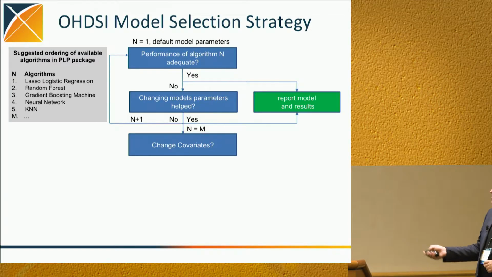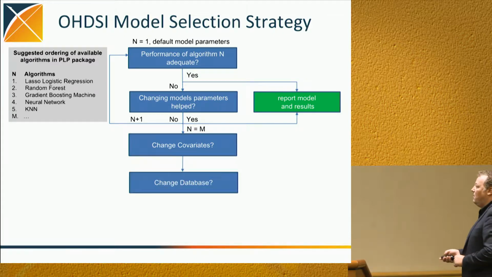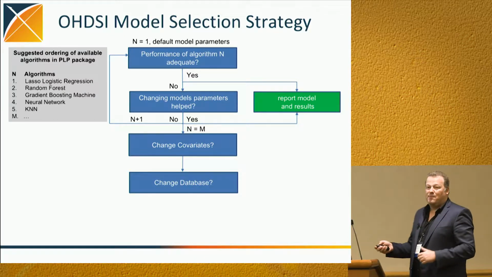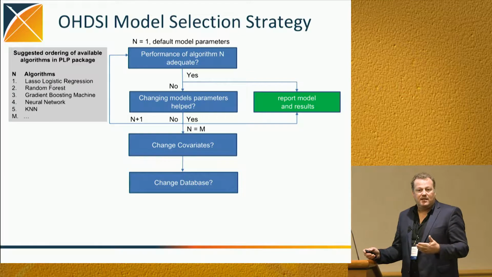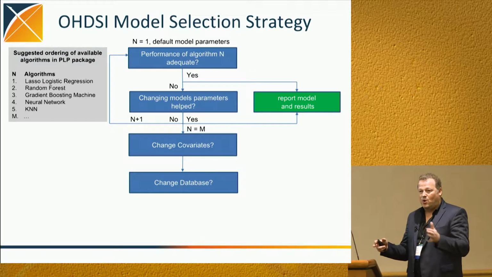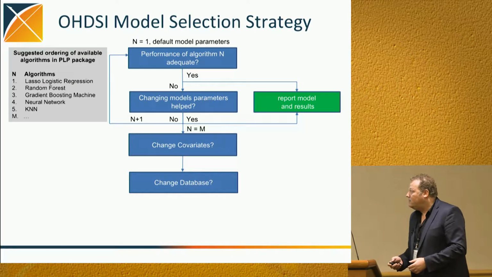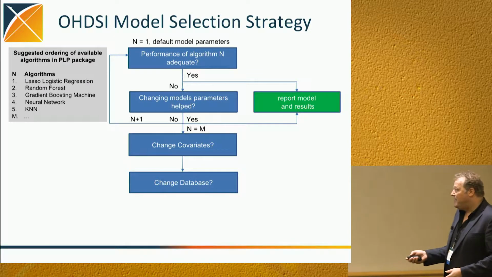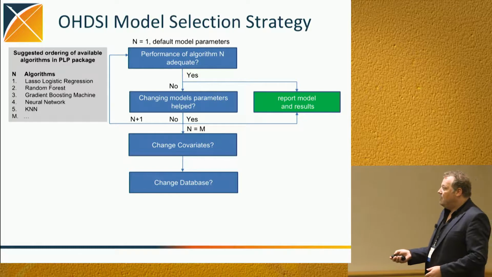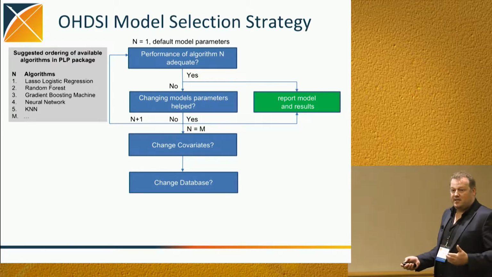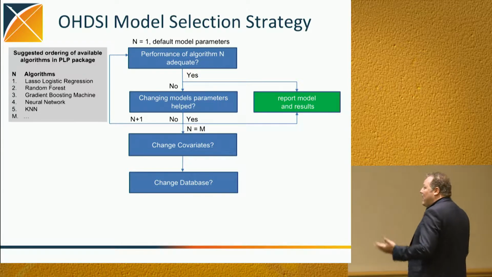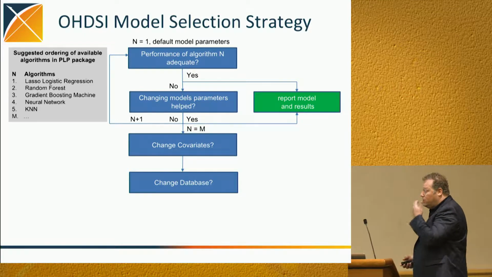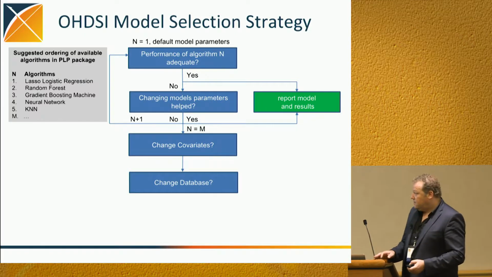Change the model parameters, hyperparameter training. We could also say we want to include other covariates. So we have initially decided to use only procedures and drugs. We should also add maybe measurements in there. So that could also be something that you change. Another thing would be to take another database. So if you just don't have the data to do a good prediction, you could try it on another database.